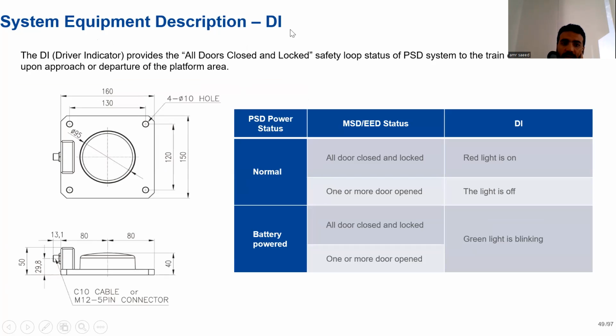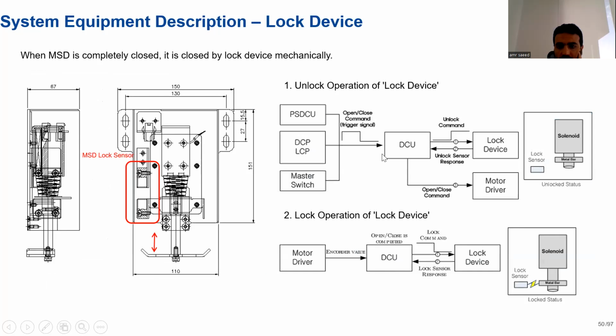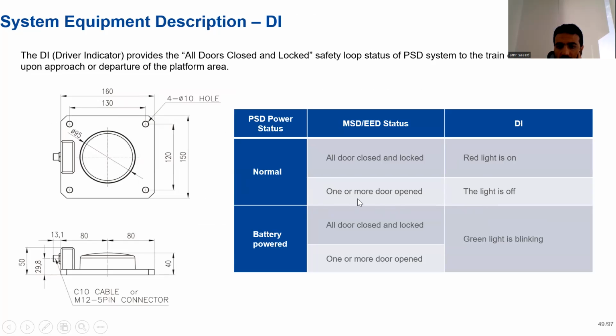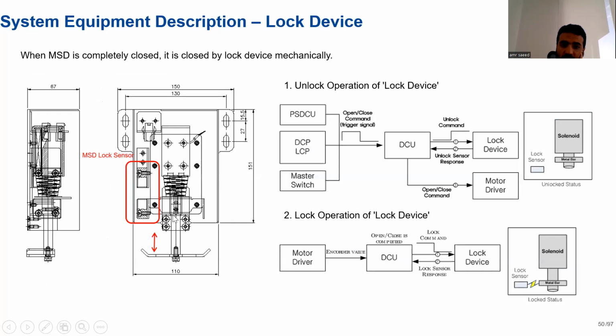This is driver indicator. For the driver, it's located on the track. He can find it when everything is working normally. The red light is on. I think this is not okay. This should be green light. Yes, should be green light. And if any door is open, you can find it off. Also, you have battery mode. When it's under control of battery powered mode, you will find the green light is blinking.